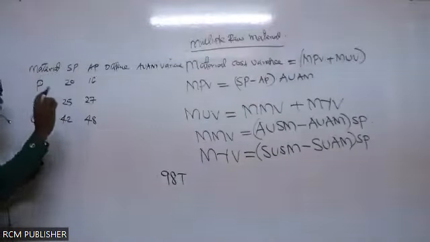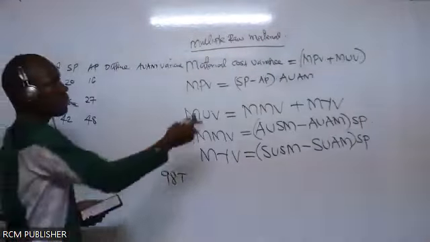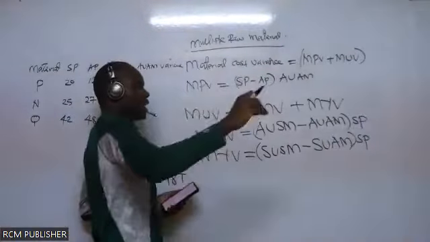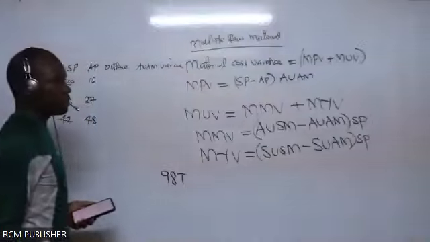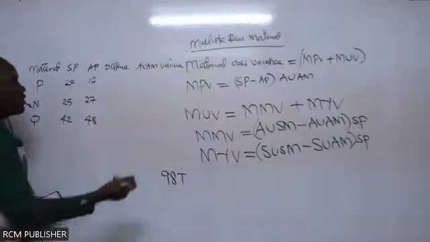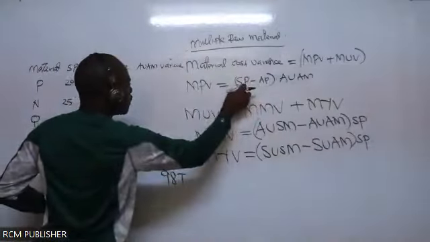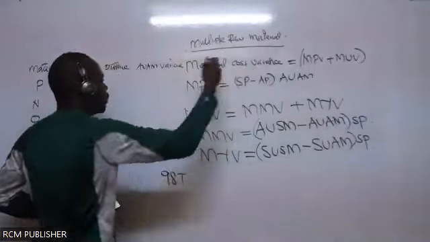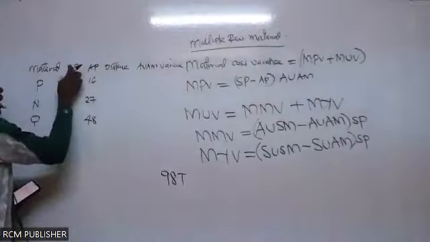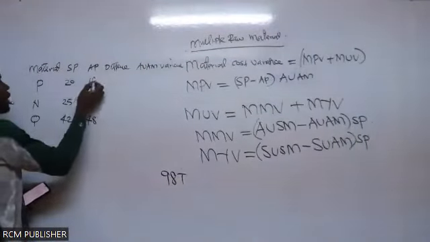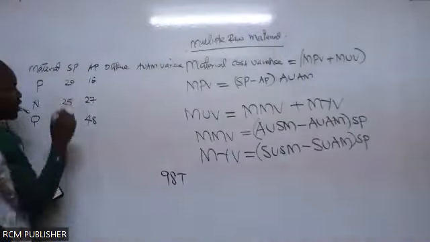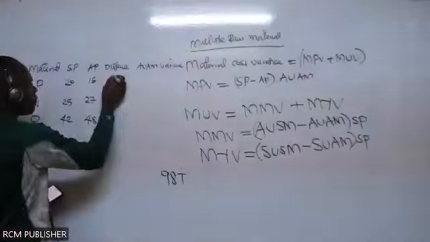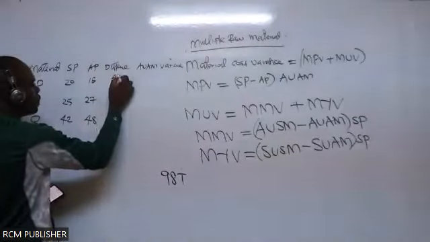So let's get back to what we were doing the other time. If my standard price is more than the actual price, it is favorable. If the standard price is less than the actual price, it is adverse. I anticipated to spend 20 and ended up spending only 16. So it is favorable of 4, 4F.